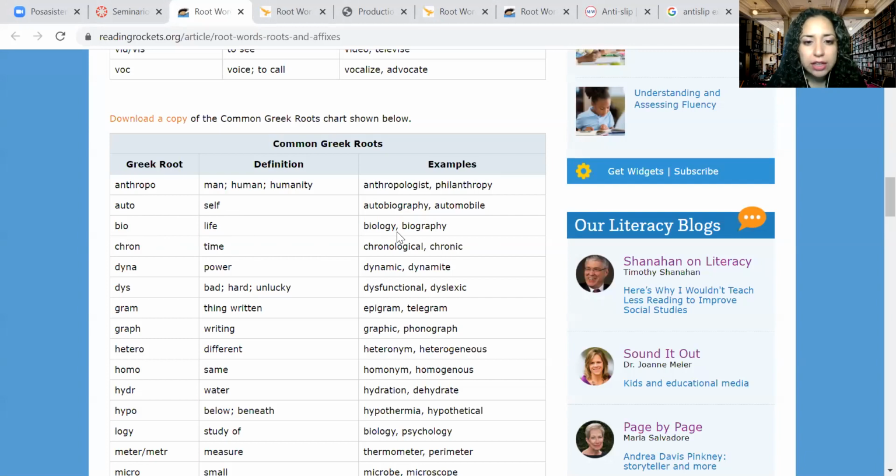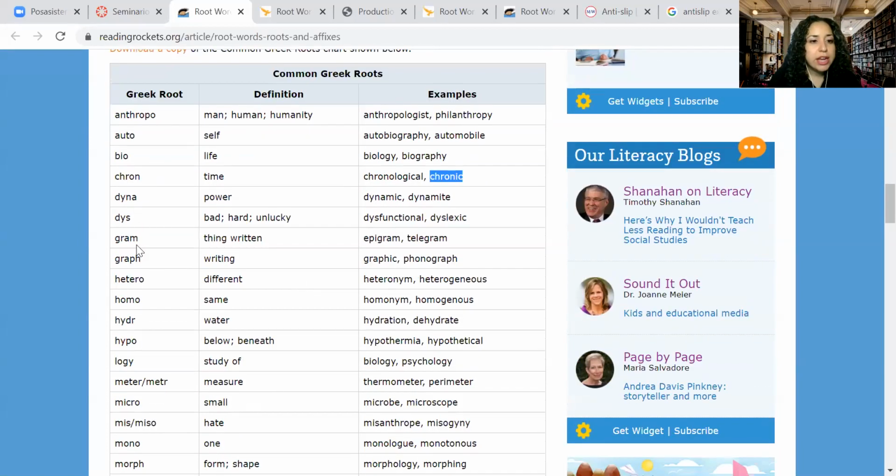So biology, like the suffix of log, you already know that it means study of. So biology is the study of life. Biography. Chron, it talks about time. So when we talk about chronological, it's a logical order in time. Chronic, time, and it means something that lasts or is getting worse through time.